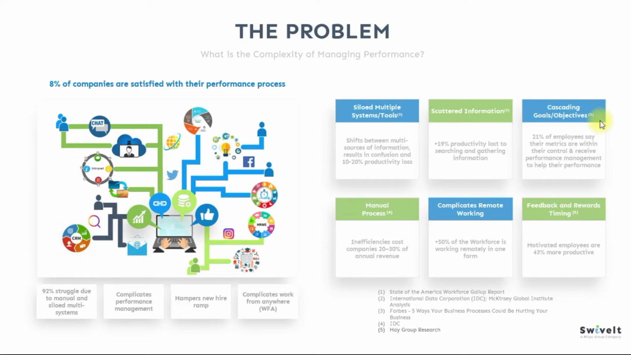The time-consuming manual process combined with complex systems not only cause errors but also revenue loss of 20 to 30%. The use of rigid systems that complicate their work-from-anywhere effectiveness and dealing with declining motivation levels due to inadequate feedback, rewards, and recognition timing make it difficult to maximize employee performance.